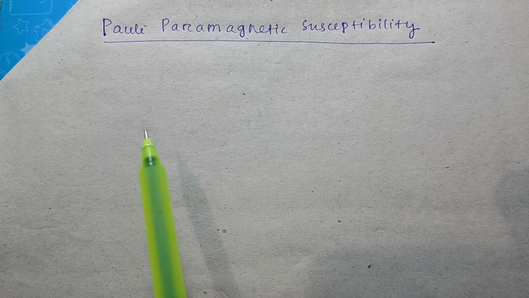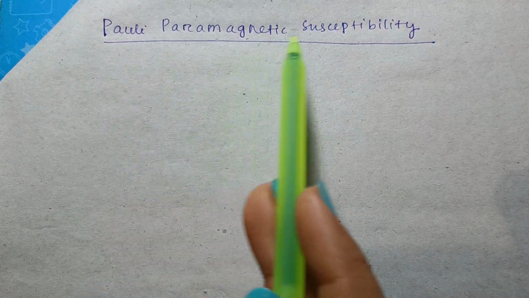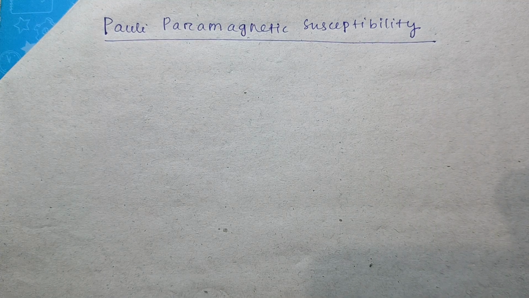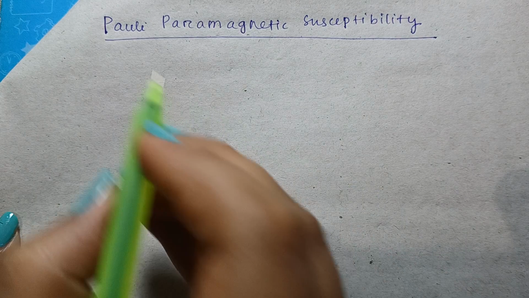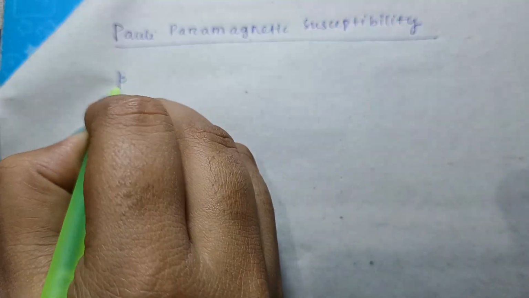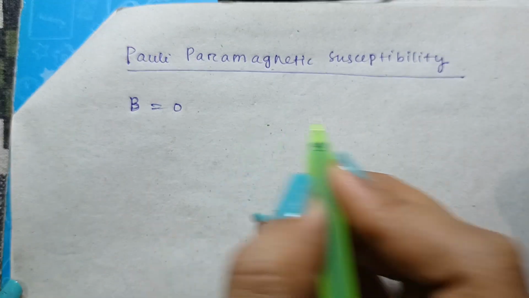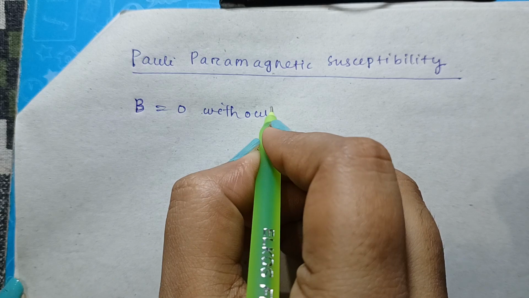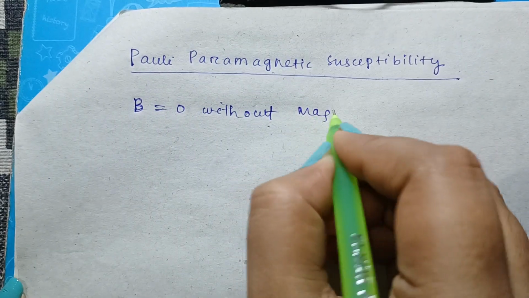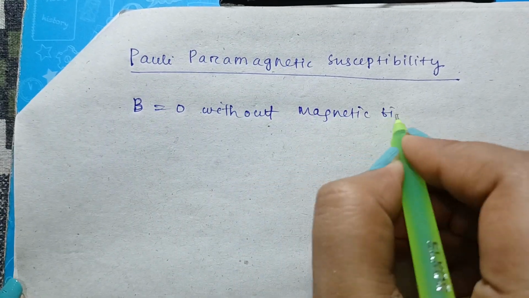Okay, so today's topic is Pauli paramagnetic susceptibility. When the magnetic field is not applied, that means B equals 0. So this is the case of without magnetic field.